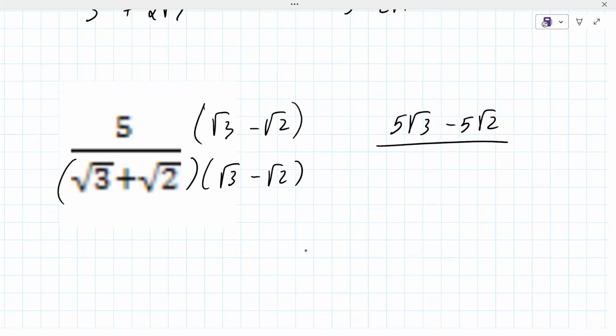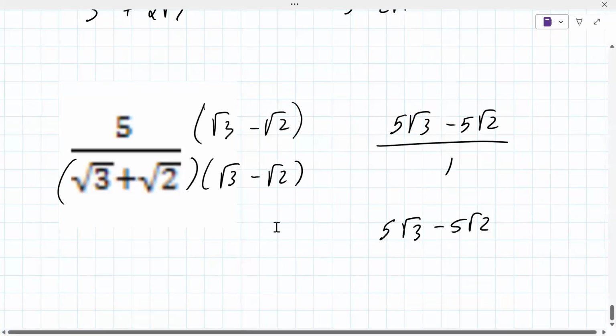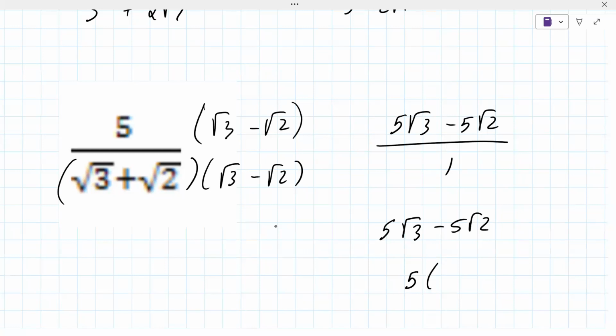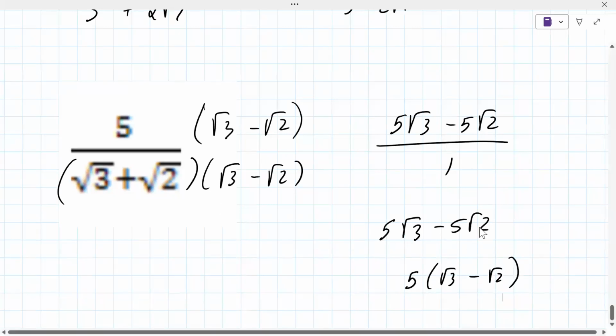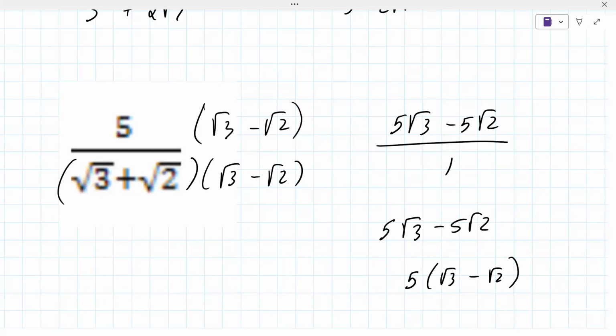Can you tell me what the bottom becomes? 1. Yes. So there you have it. Can you combine these on the top? No, you cannot, but you could, for example, factor out that 5 again. I mean, if it were multiple choice, you might see either of those on there.